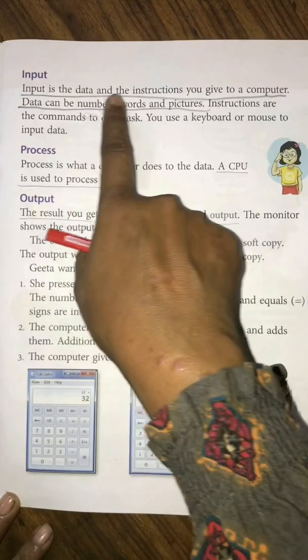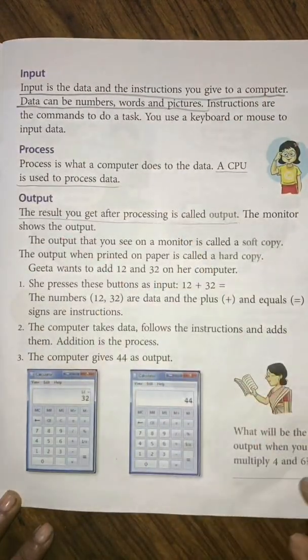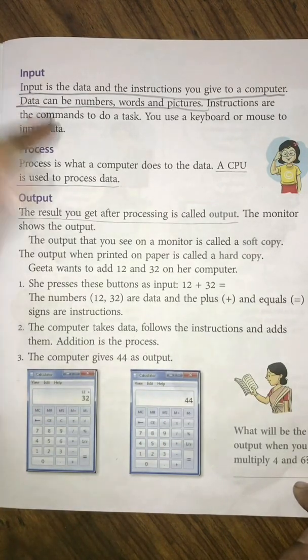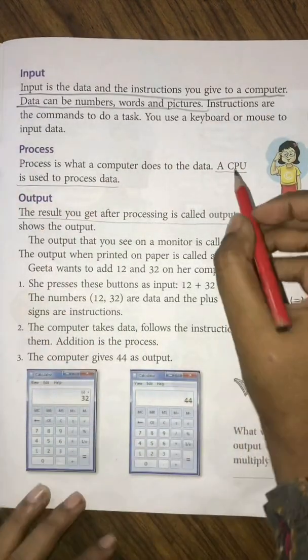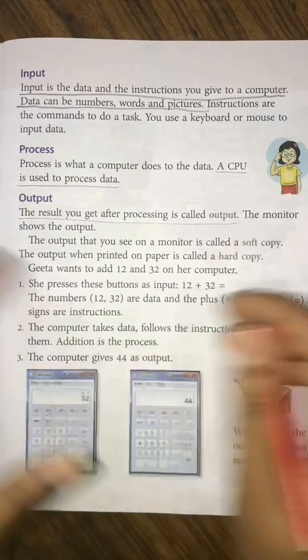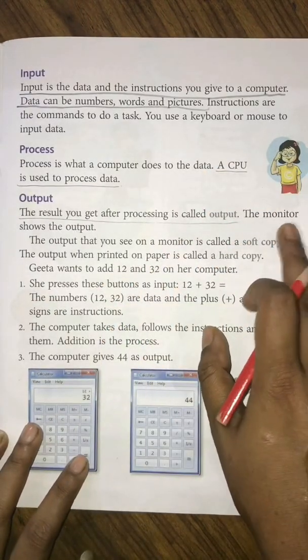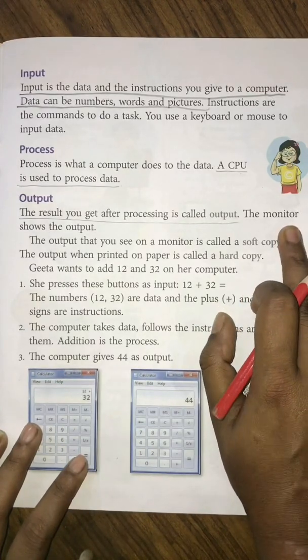Input is the data and the instruction you give to a computer. Data can be numbers, words and pictures. Instructions are the commands to do a task. We give input with the help of keyboard and mouse. All the process happens in the CPU, and whatever is the result, we see that result on the monitor.